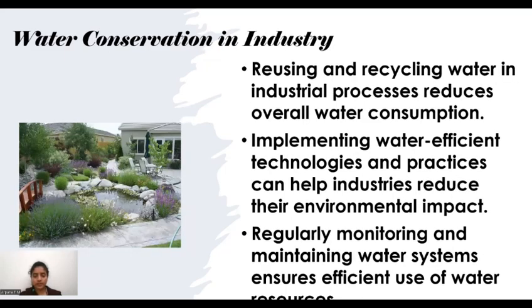Water conservation in industry. By reusing and recycling water in industrial processes, overall water consumption is reduced. Implementing various water-efficient techniques may help industries reduce their environmental impact, because industries also cause a lot of water pollution. By using water-efficient technologies, they may control water pollution and also air pollution. Regularly monitoring and maintaining these water systems may ensure the efficient use of water resources.